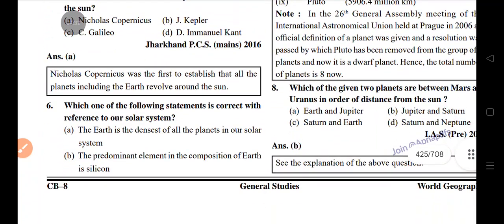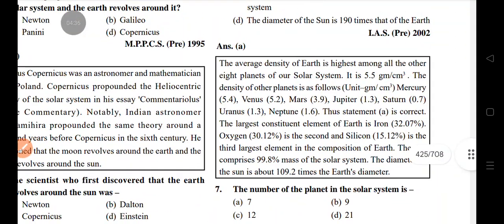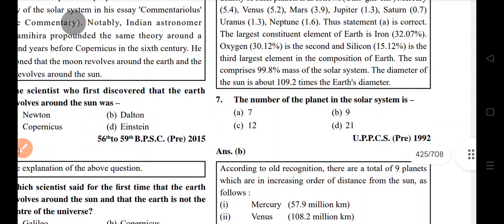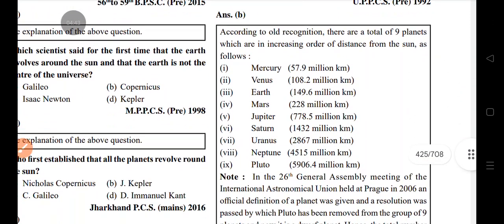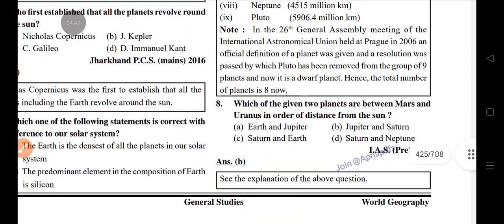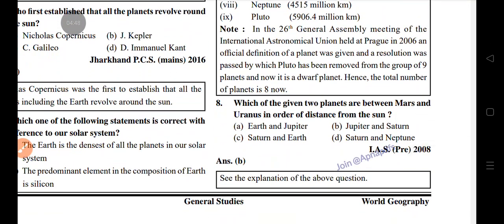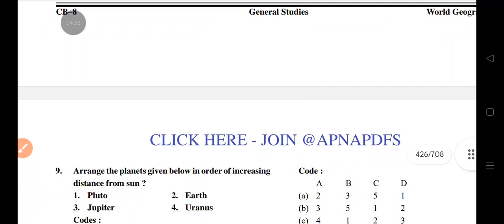The Earth is the densest of all the planets in our solar system. Number of planets in the solar system: Mercury, Venus, Earth, Mars, Jupiter, Saturn, Uranus, Neptune, Pluto. Two planets lie between Mars and Uranus in distance from the Sun: Jupiter and Saturn.